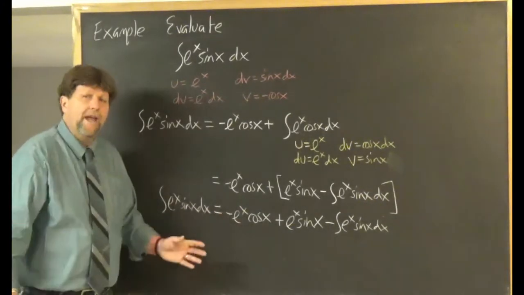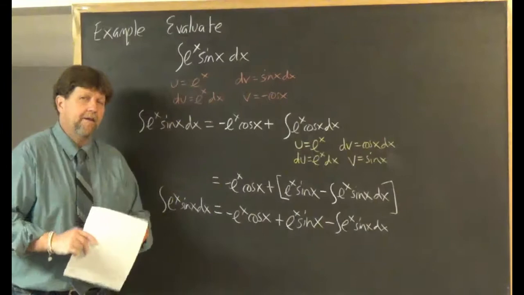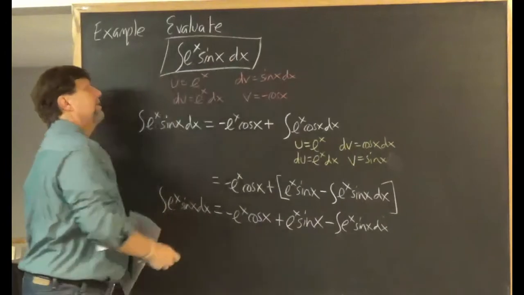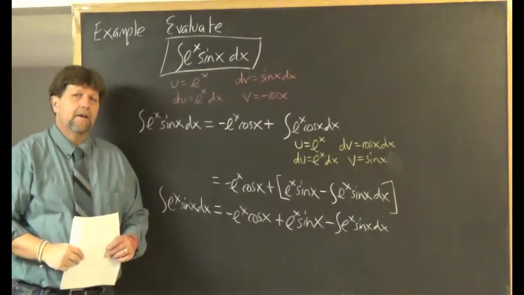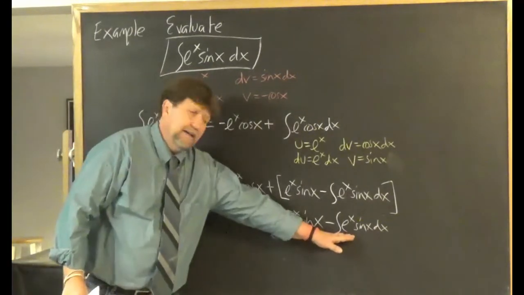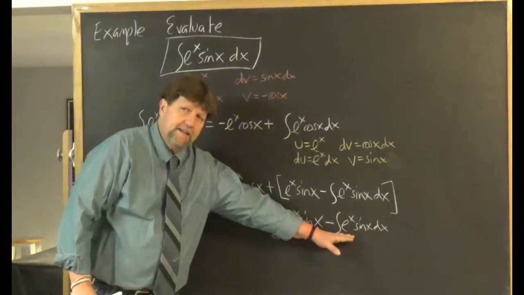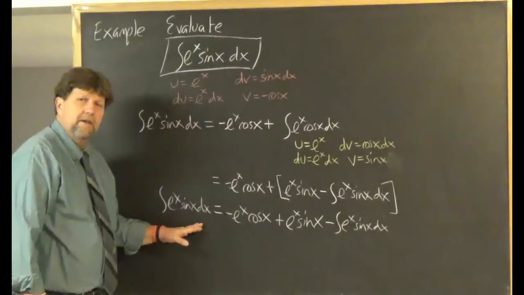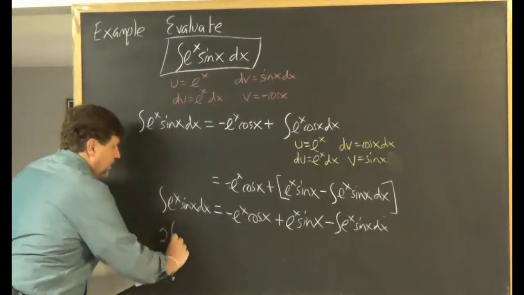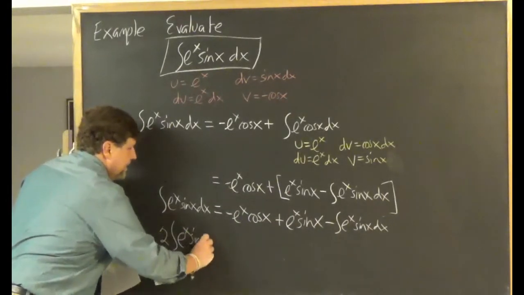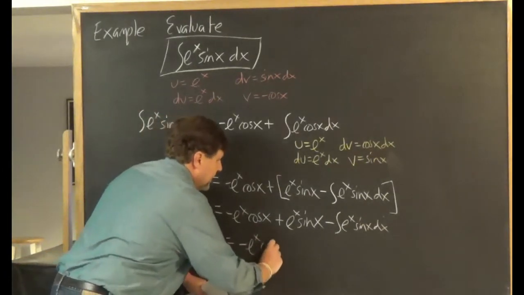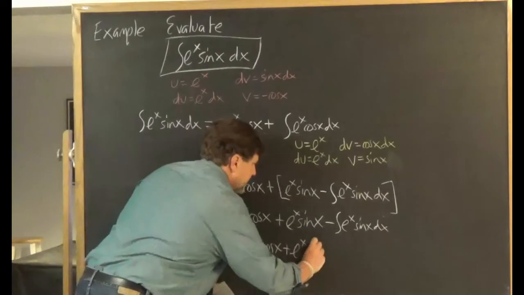Folks, this is an equation. That's why I've been stressing to write it down every single time. Because our goal is to come up with an antiderivative for e to the x sine x dx. This is an equation. Treat it like an equation. I can add the integral of e to the x sine x dx to both sides of this equation. And if I do that, that would give me 2 integral e to the x sine x dx equals negative e to the x cosine x plus e to the x sine x.